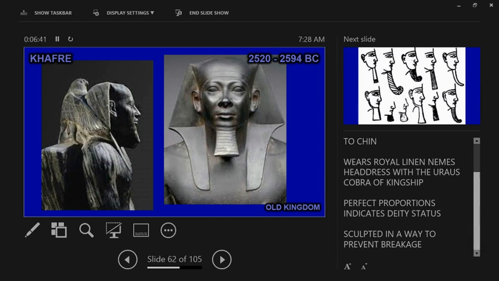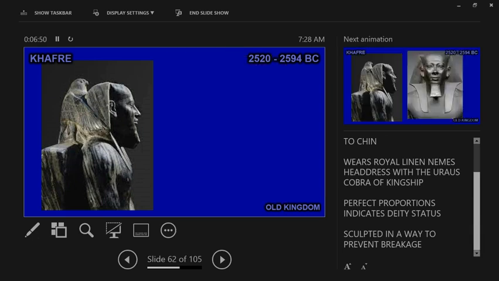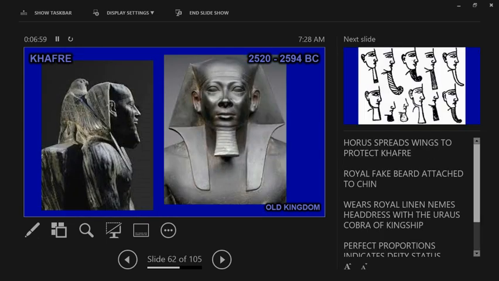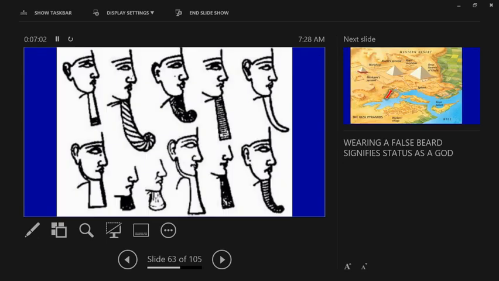Now the face has perfect proportions, and that indicates a deity status. That indicates that he is a god. These figures all had perfect proportions. They're not too large, they're not too skinny, and they have perfect proportions in the face. By the way, here are the different types of fake beards that they would wear. Wearing a false beard signifies your status as a god.